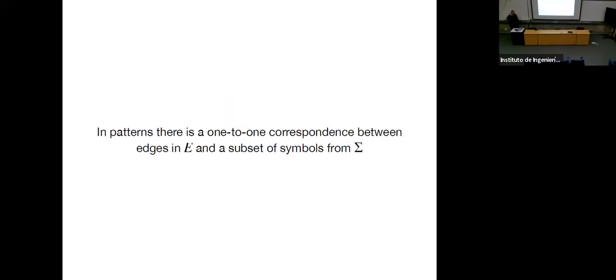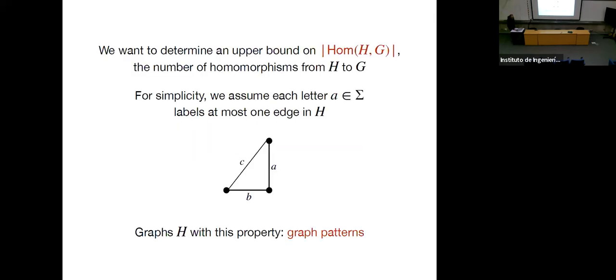So in patterns, the important bit is that there is a one-to-one correspondence between the edges of the pattern and a subset of the symbols of the alphabet, right? Each edge is labeled with some symbol, and no two edges are labeled with the same symbol. So I don't know if I was clear enough. Each edge is labeled with a different symbol from the alphabet. That's what I wanted to say. Not only with one, but with a unique symbol, different from the other edges, right?